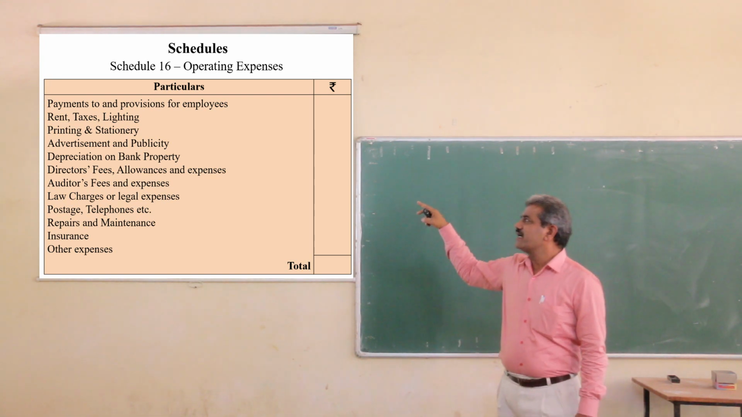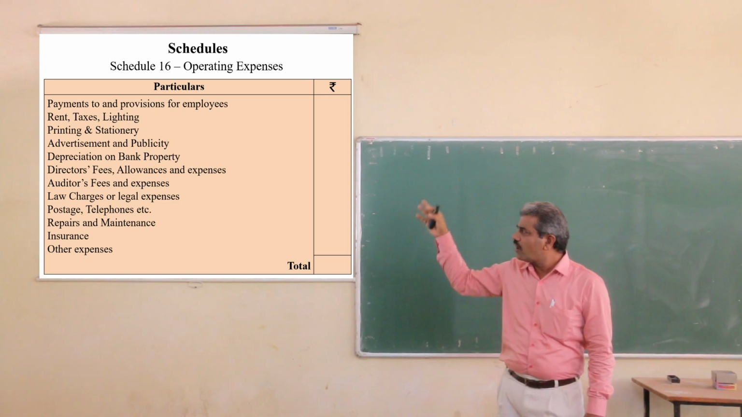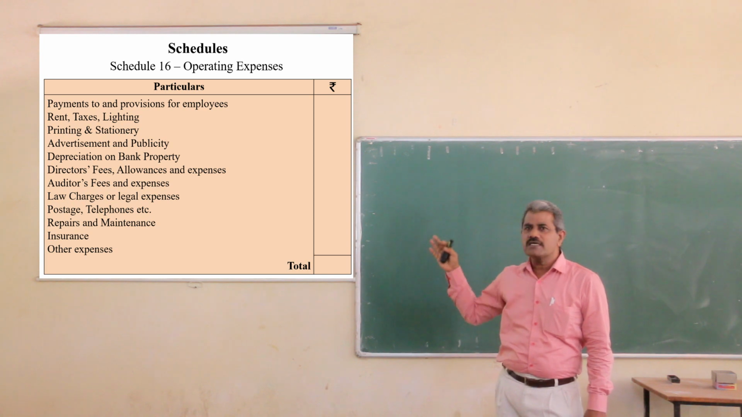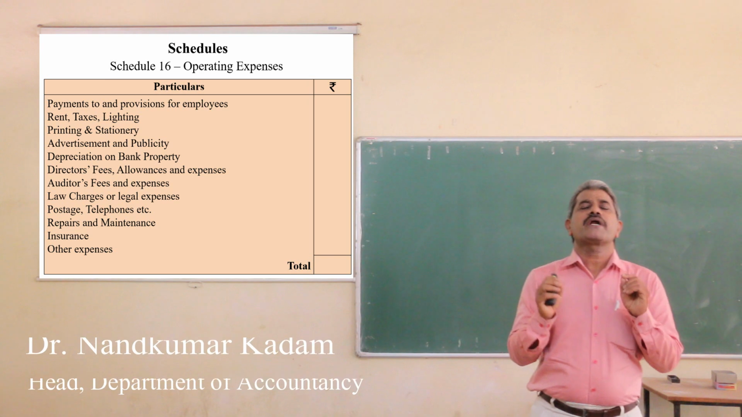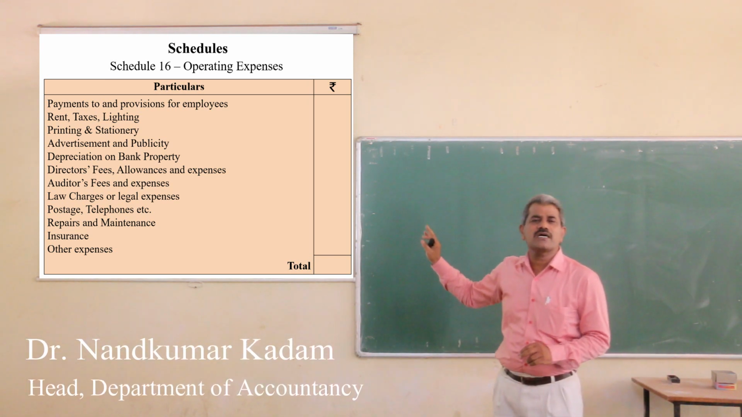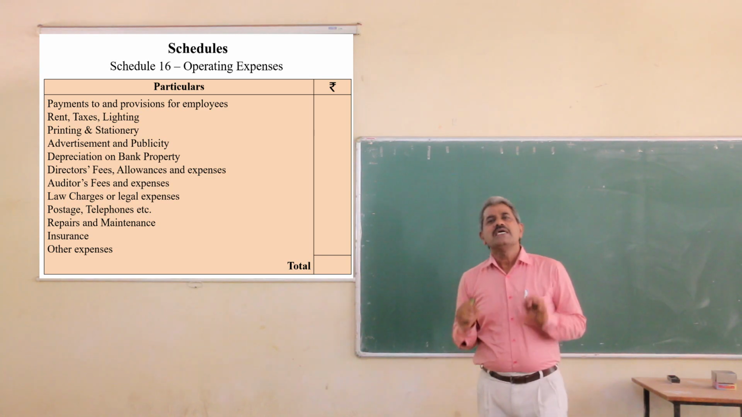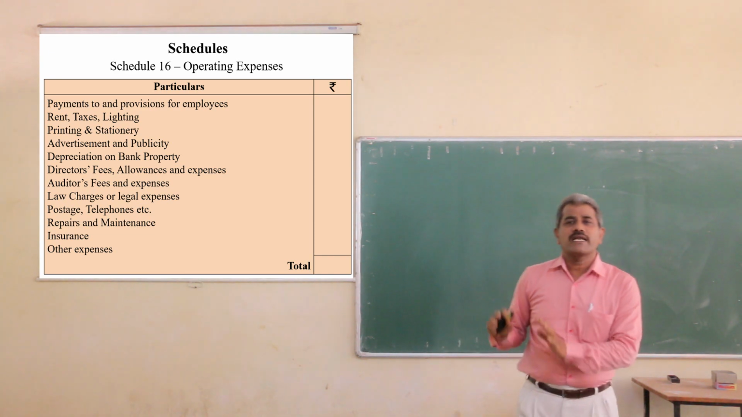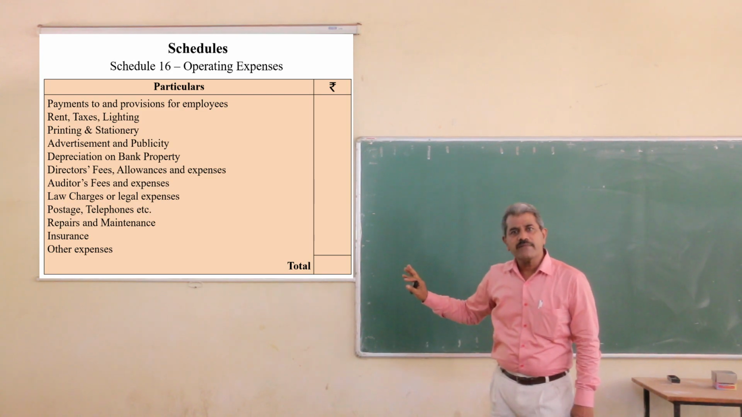Okay, then rent, taxes, printing, stationery, advertisement, depreciation, directors' fees, auditors' fees, then law charges, postage, repairs, insurance, all operating charges, all operating expenses. In the calculation, we have to keep it in mind that we will record here all operating expenses. Is that clear? Okay.